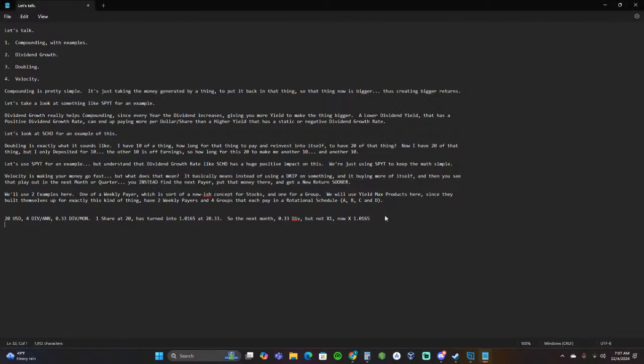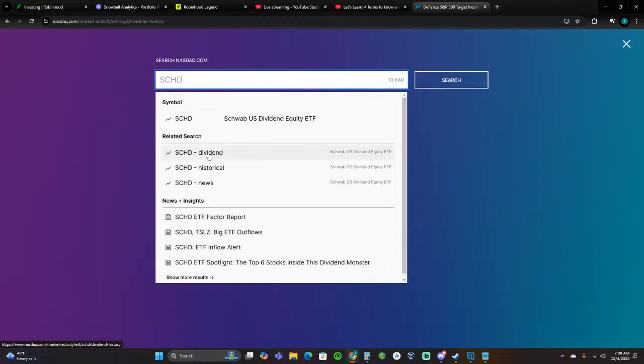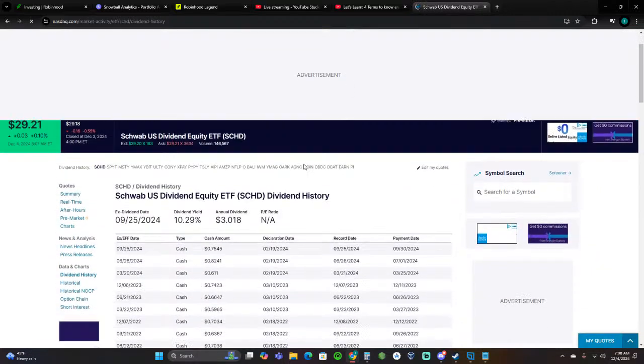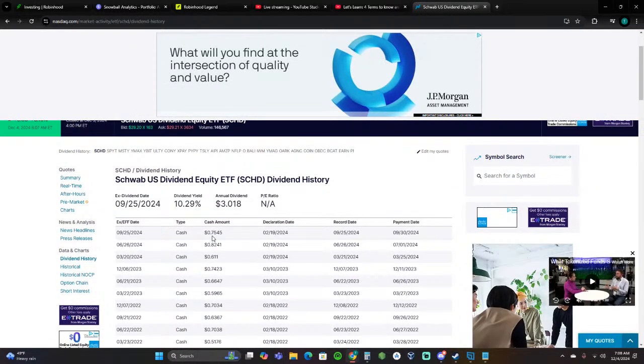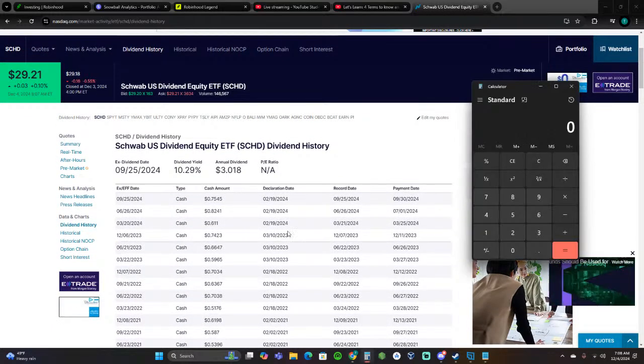Okay, cool. Well, let's take something like SCHD. Because now that we see compounding, well, how can we make compounding better? When we make compounding better with something like SCHD, we make it better with dividend growth. So we see here $3 and 1.8 cents a year at a 10.29 rate. Well, let's do some math here. We're going to use the last 4 to represent a year. Or actually, we're not. Watch this.